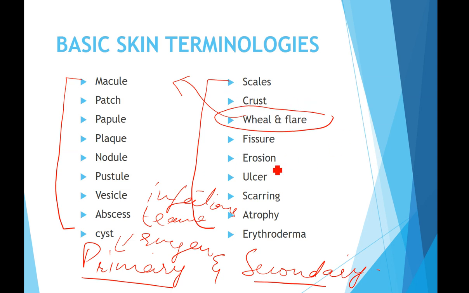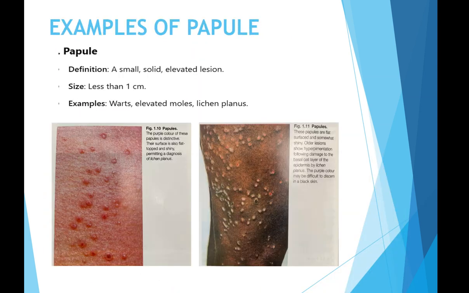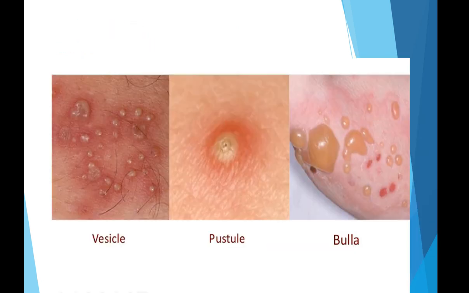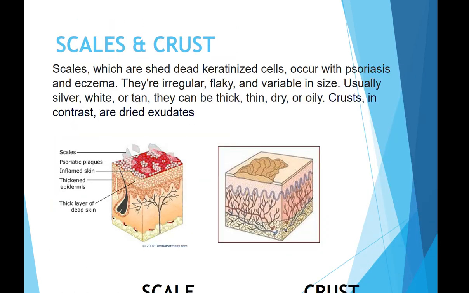So we'll be covering the scales, crust, fissure, erosion, ulcer, scarring, atrophy, and erythroderma in the next few slides. So let's start with the scales and the crusts. Scales and crusts have a difference between them. So what are the scales? Scales are basically the dead keratinized cells, right? Scales and crust seem similar, but the major difference is that scales are cells, whereas crusts are exudates, meaning secretions that are being secreted.